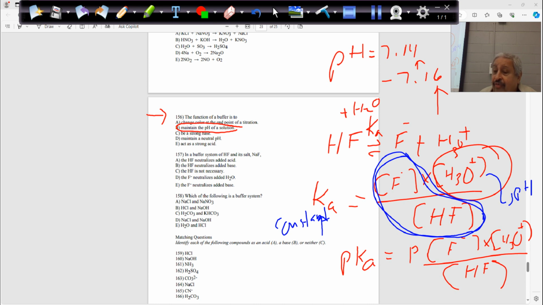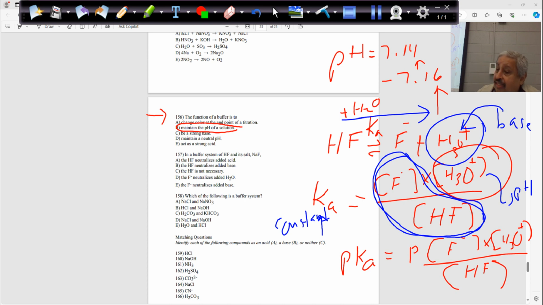So if you have a base coming, if you add the base from outside, the base will scavenge this one here. By Le Chatelier's principle, the shift will be which way? Because this one will be scavenged out, the shift will be to the right. So the weak acid has to dissociate to compensate for the H3O plus.